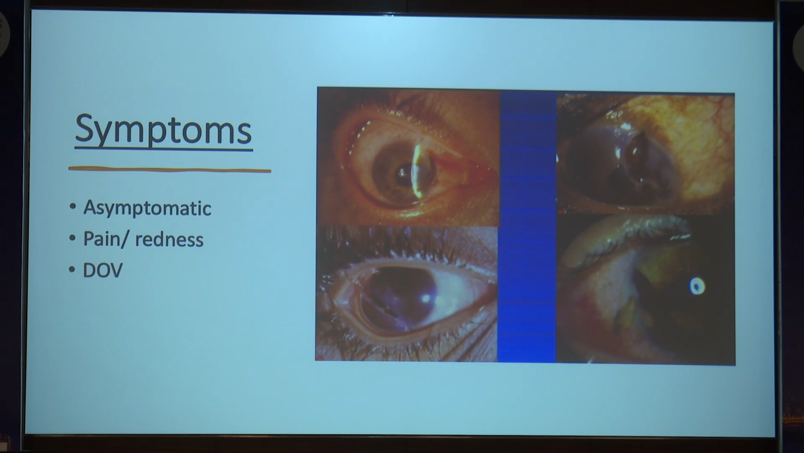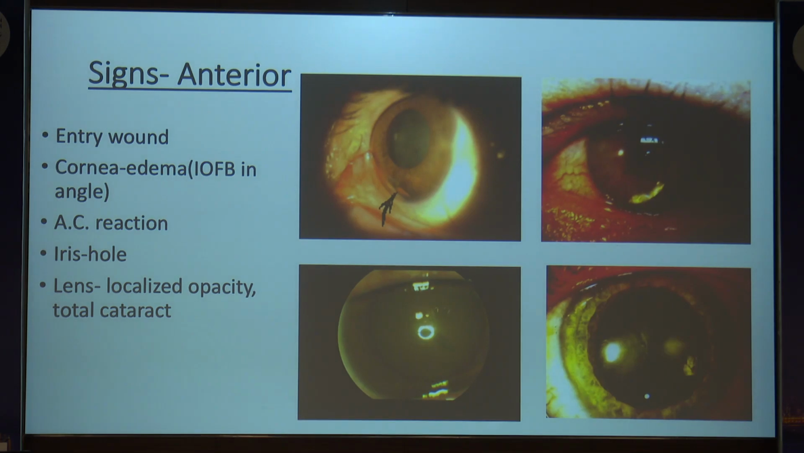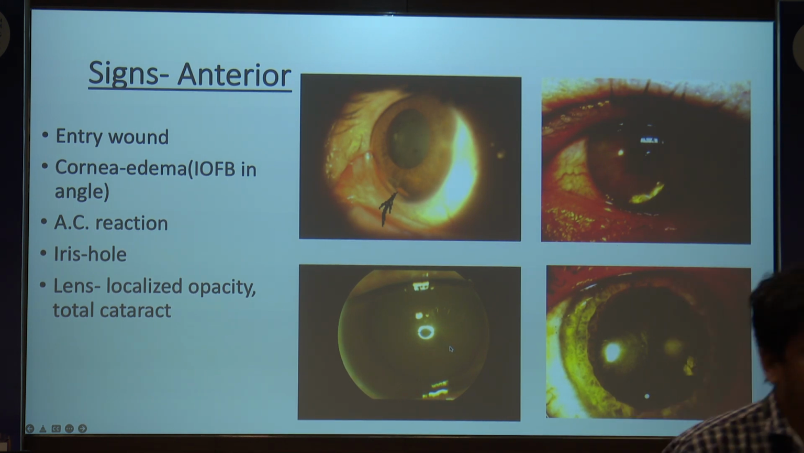The patient may be asymptomatic, or acutely they can come with pain, redness, decrease in vision. You can see entry wounds here. You can see it in the cornea. You can see on the iris a puncture wound. Sometimes you see the foreign body directly in the anterior chamber. You could see a localized cataract here. Probably this is the entry, the point of entry.